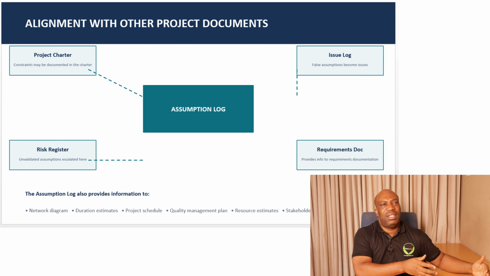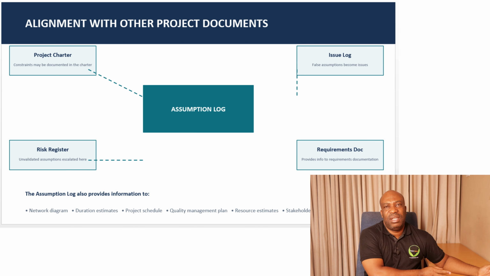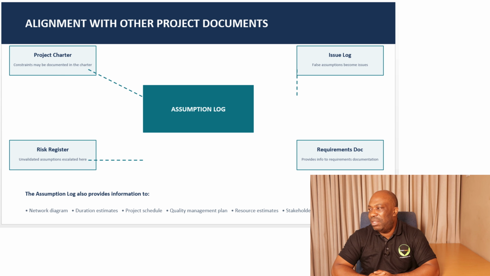You might assume that the requirements that you have received is 100% complete. Then later on you might find it's 80% complete. So assumption log also provides information or feeds information into other very important project documents. For example, it might provide for network diagram.